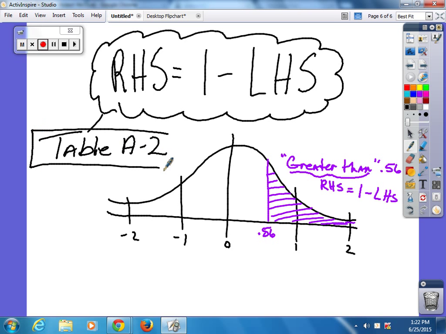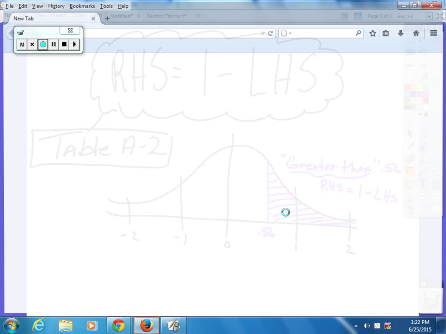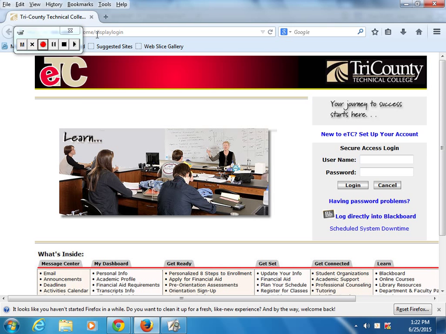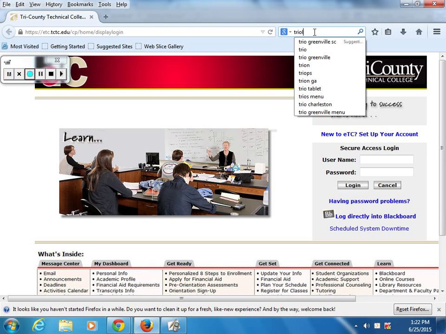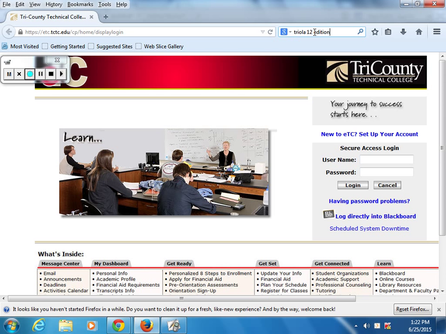Now, in your book, if you've got a book, go ahead and get it out. Somewhere in your book, there is a table A2. If you don't have it, you can print one out. How do you print it out? Well, you go to Google and you type in, what edition are we in with Triola? 12th edition, A2 table. That's all you type in. Everybody see that? Triola 12th edition, A2 table.